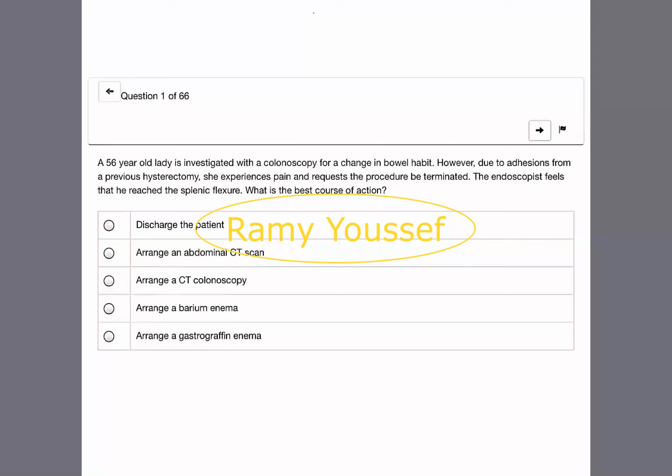Okay, back. Dr. Narango. A 56-year-old lady is investigated with a colonoscopy for a change in bowel habit. However, due to adhesions from a previous hysterectomy, she experiences pain and requests the procedure be terminated. The endoscopist feels that he reached the splenic flexure. What is the best course of action? A. Discharge the patient. B. Arrange an abdominal CT scan. C. A CT colonoscopy. D. Arrange a barium enema. E. Arrange a gastrografin enema.